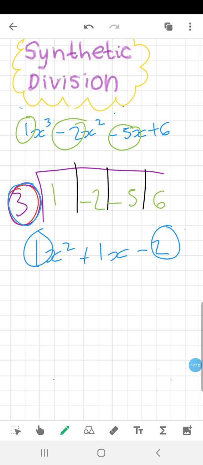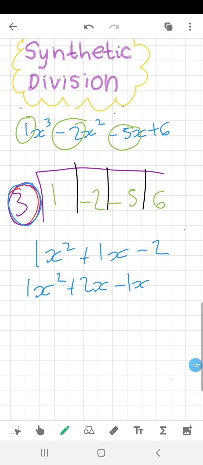2 times 1 is 2. We don't look at the signs, so it's just going to be 2. What factors of 2? There's only 2 factors of 2. It's 2 and 1. So when we add or subtract 2 and 1, how will we get 1? It will simply be plus 2x minus 1x.